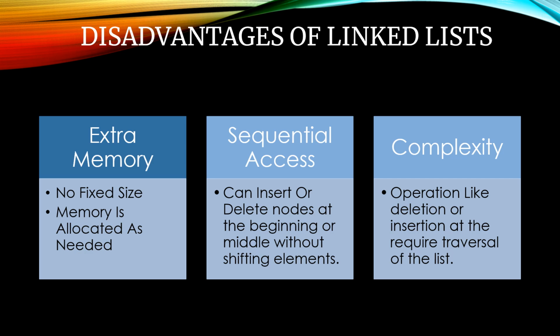Second one is no direct access to elements. Unlike arrays, linked lists don't allow constant time access to elements. To find a specific item, we must start from the head node and traverse the list, which can make searching or accessing elements slower, particularly in long lists.